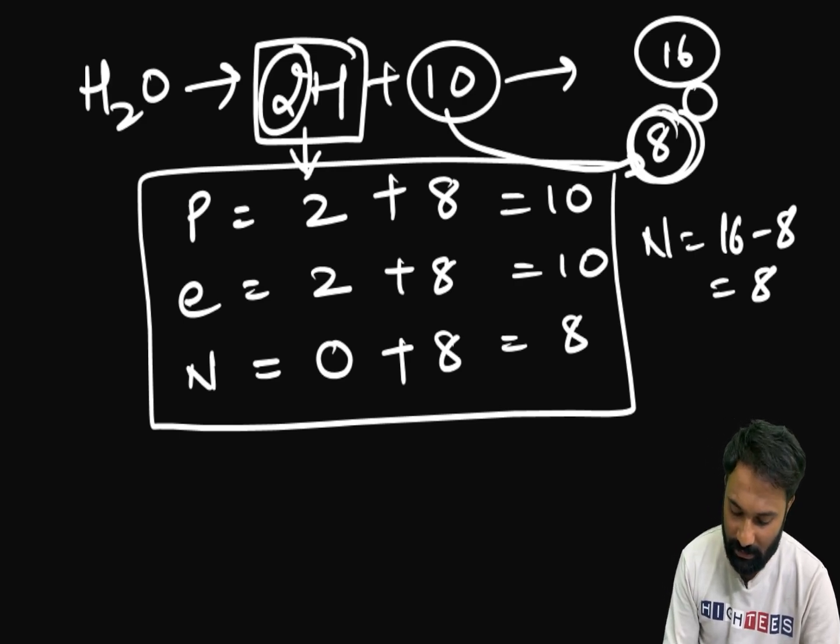Sir, just now you have said about the cation and anion. If a cation or anion is given, sir, how do we identify the number of protons, the number of neutrons and the number of electrons for that? Okay, I will explain, don't worry.